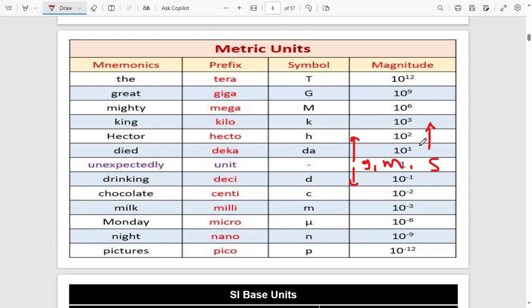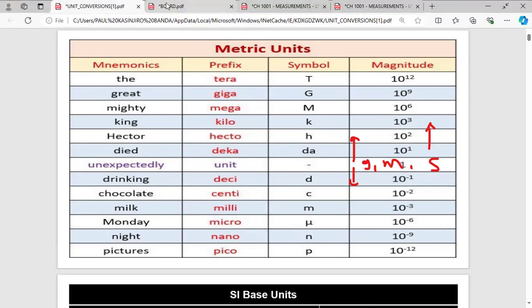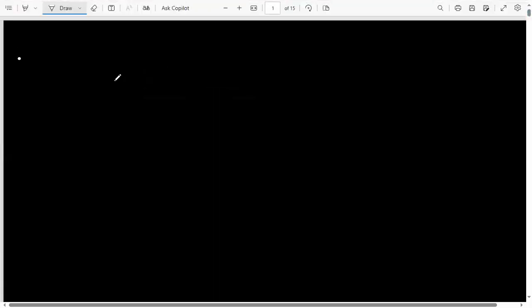So how can you convert from your grams or your meter or your second to one of these multiples? Let me go to the blank board here, and I'm going to give you 3 situations that come.